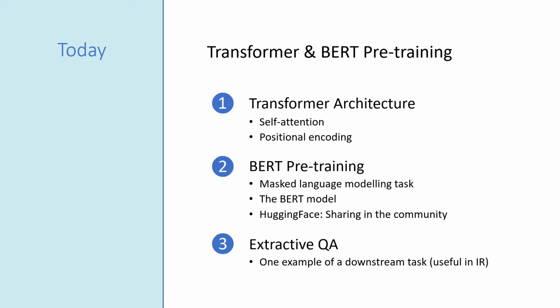Today, we're going to talk about the transformer architecture and how self-attention works together with positional encoding. And then we're going to talk about BERT pre-training and the BERT model with the masked language modeling task, and the very important way of sharing pre-trained and trained models in the community. And then, as one example of a downstream task of this versatile architecture, we're going to take a look at extractive question answering.